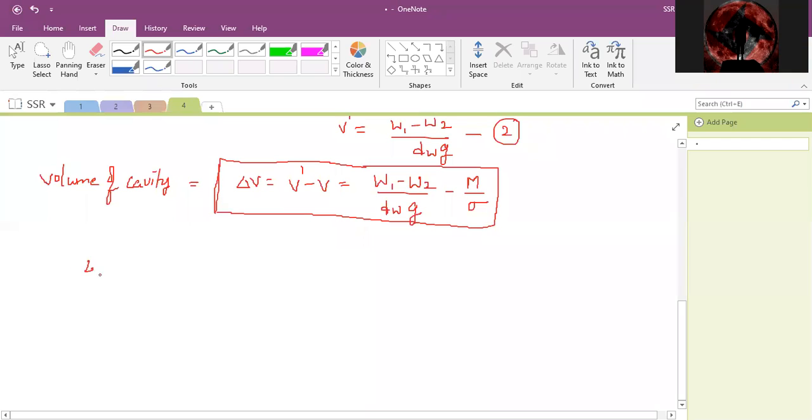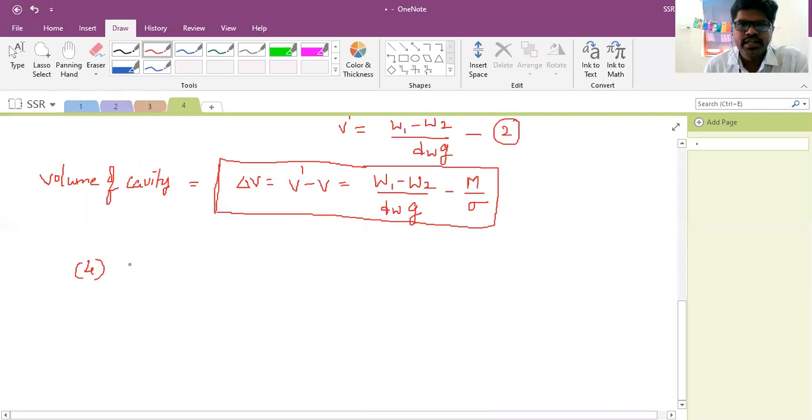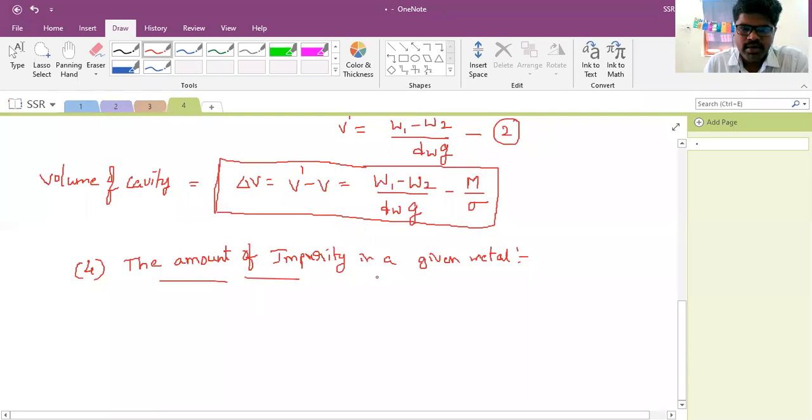Next we'll go for the fourth application, the last one: the amount of impurity in a given metal. That means if you add impurities, what happens? Suppose you have purchased gold, but it contains a larger amount of, let us say, copper. Then you have lost out. So that's why we need to find the impurity value in a given metal.